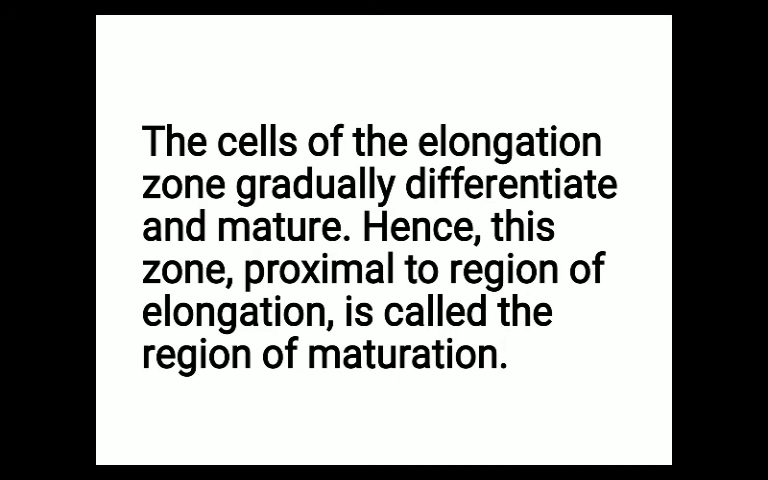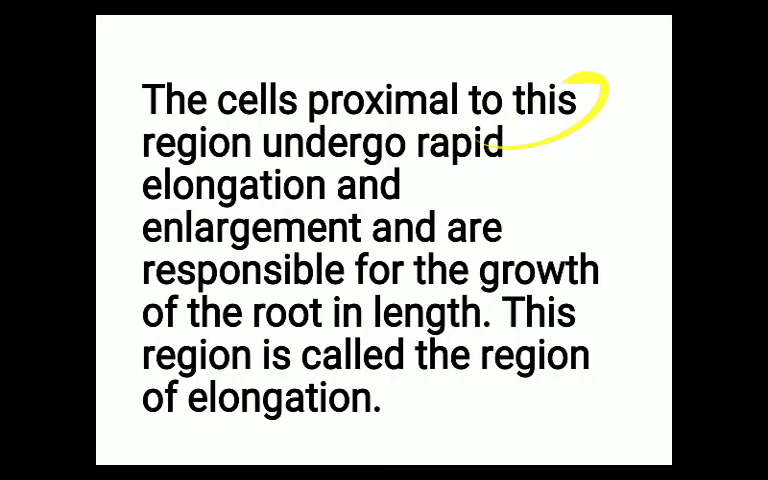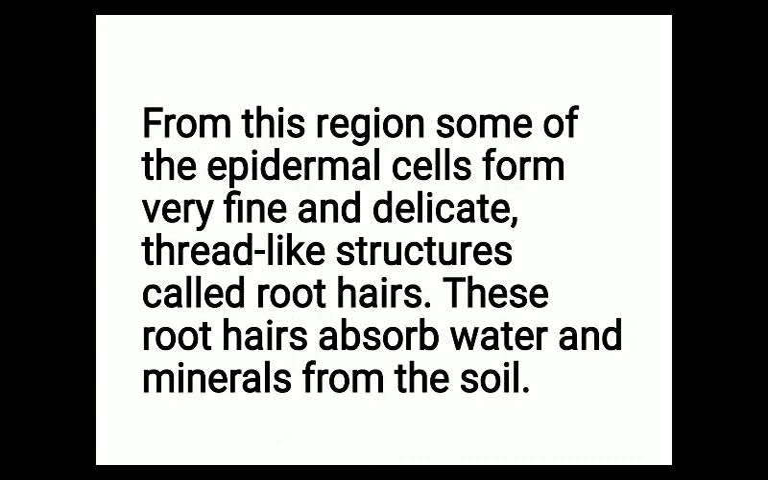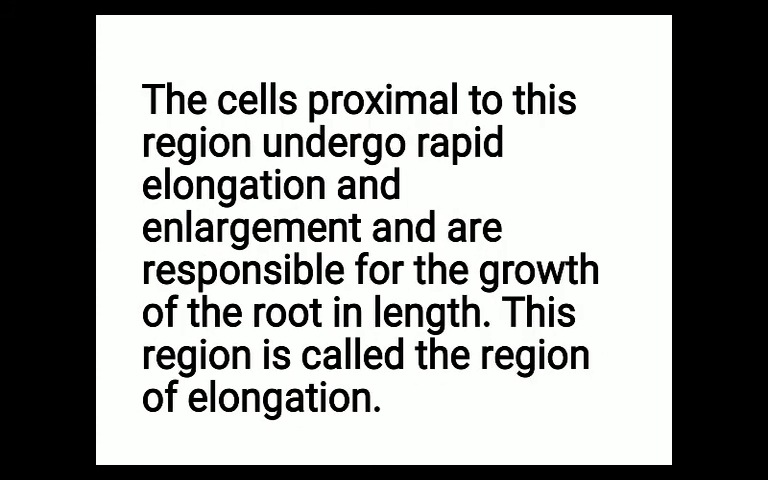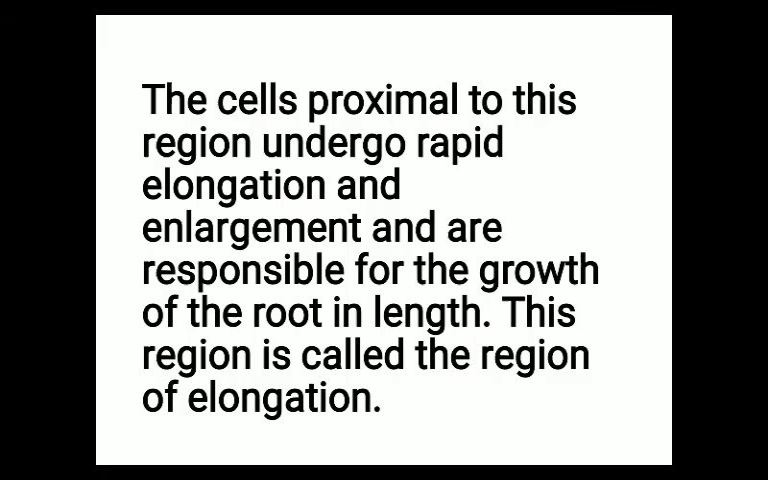The cells of the elongation zone gradually differentiate and mature. After the elongation and enlargement, these cells differentiate into different types of tissue. So they gradually differentiate and mature. Hence this zone proximal to the region of elongation is called the region of maturation. So this particular part is the region of maturation.